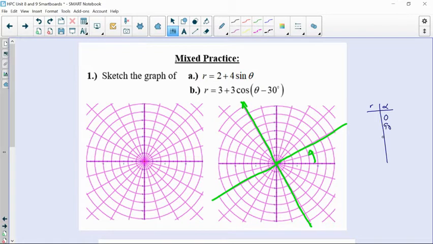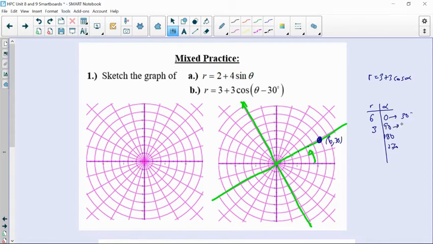So 0, 90, 180, 270. And then we start with cosine, just thinking about what if this was R equals 3 plus 3 cosine of that angle. So cosine of 0 is 1. So 1 times 3 is 3. 3 plus 3 is 6. Remember, instead of 0, we're at the, quote unquote, 30 mark. So 1, 2, 3, 4, 5, 6. So 6, 30.